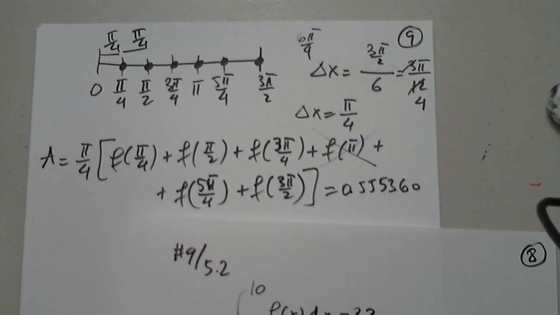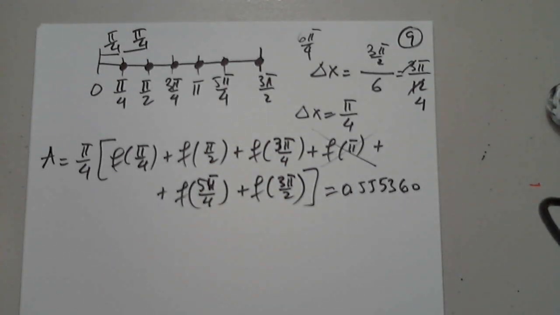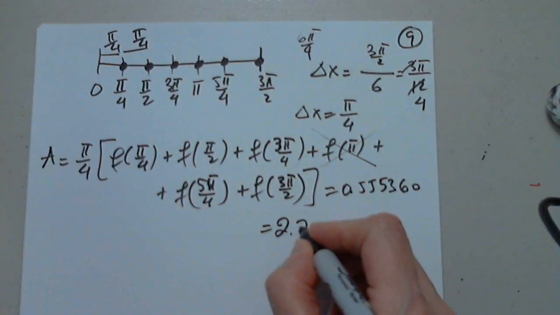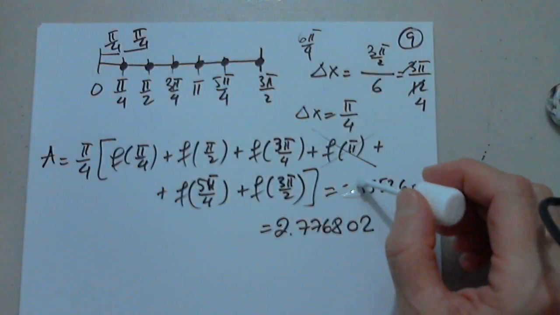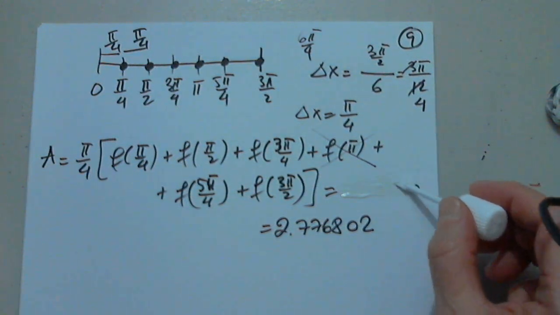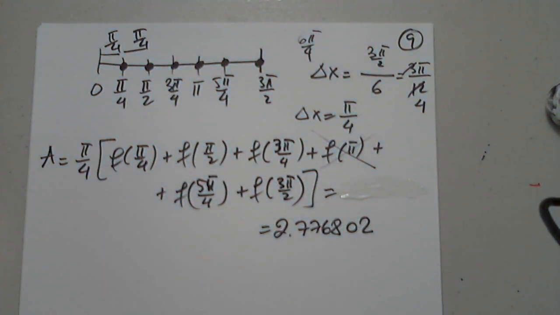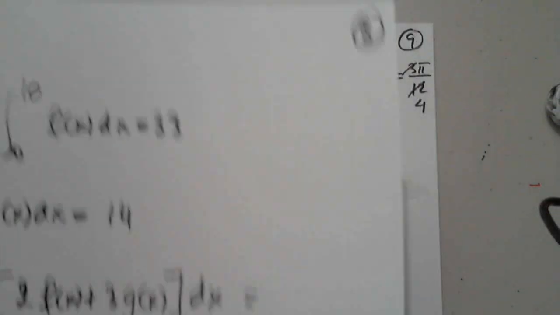So then I go to stats and calculate. Oh, yeah. I did not put the 5 in front. My apologies. So it's 2.776802. Careful. So 2.776802. So if you'd like to enter that, my apologies. I did not put the 5 in front. That's what it was. It was 5 sine x.